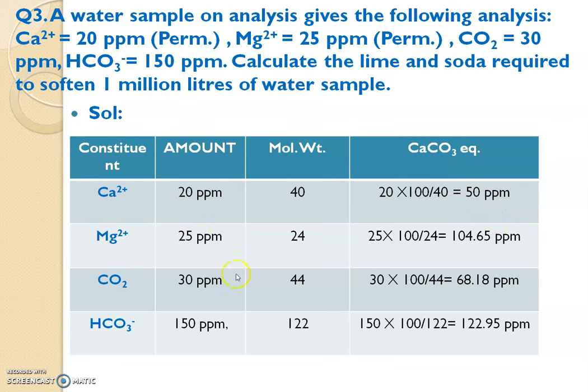For the magnesium ion, the amount is 25 ppm, molecular weight is 24, so the calcium carbonate equivalent is 104.65 ppm. For the CO2, 30 ppm is there and the molecular weight is 44, so the calcium carbonate equivalent will be 68.18 ppm. For the bicarbonate, the amount is 150 ppm, molecular weight is 122, so 122.95 is the calcium carbonate equivalent.